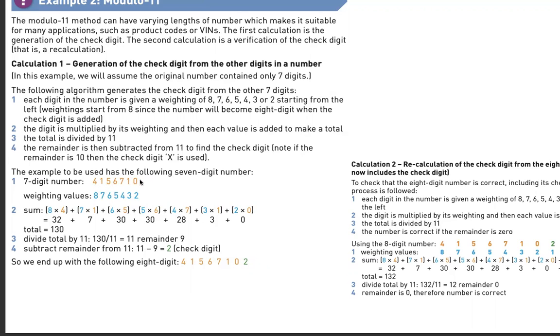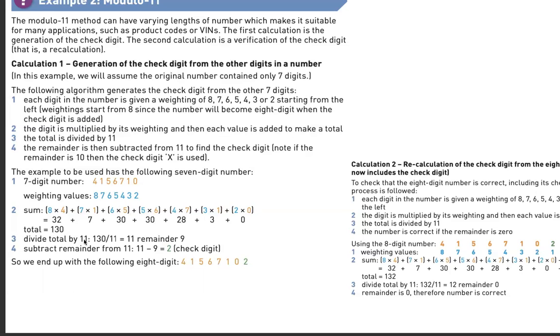The next process is I will simply multiply each digit of this number with its respective position value. 0 multiplied by 2, 1 multiplied by 3, 7 multiplied by 4, 6 multiplied by 5, 5 multiplied by 6, 1 multiplied by 7, and 4 multiplied by 8. We get 0, 3, 28, 30, 30, 7, and 32. Add them together, get a total of 130.